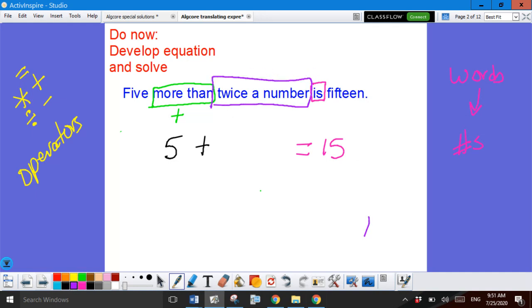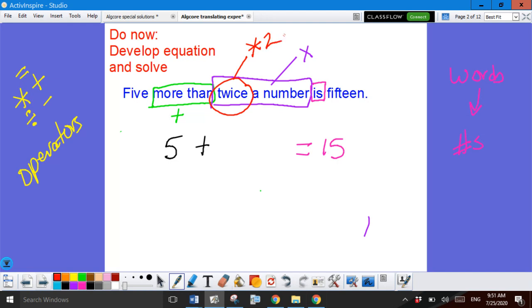Okay, now when I see a number, that tells me I'm going to use X or Y. I can pick any variable I want. I can use N, I can use A. If they don't tell me what letter to use, I can use any letter. In this case, I'm going to go ahead and use X. Now, twice is a special operator. That actually means times 2.